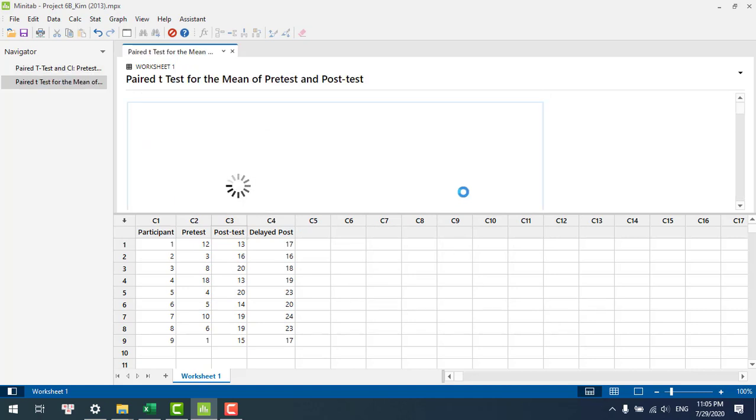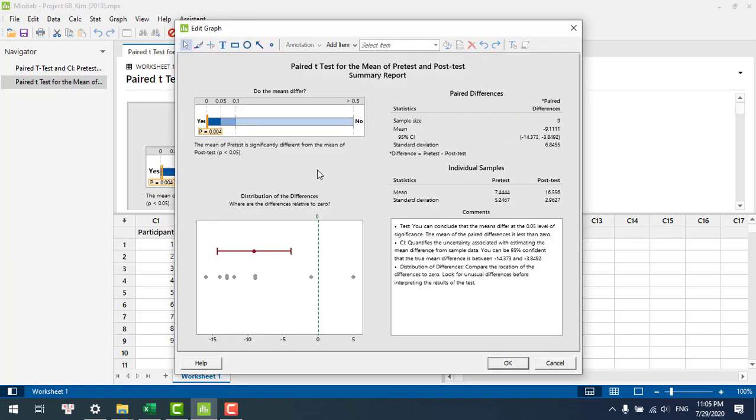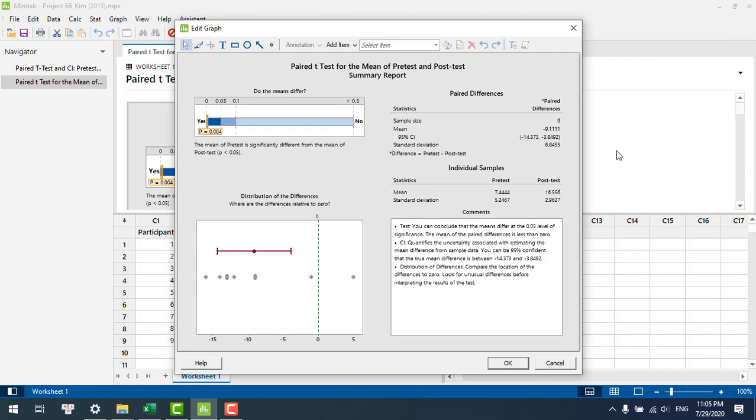And now we're going to get the report from the Assistant, and as you can see, it says the mean of the pre-test is significantly different from the mean of the post-test. We already figured that out before. We got a p of 0.004. P is low, the null must go. So in that case, the null was that the two means are equal. Here we have the confidence interval for the data. It goes from minus 14 to minus 3. Minus 14 to minus 3.